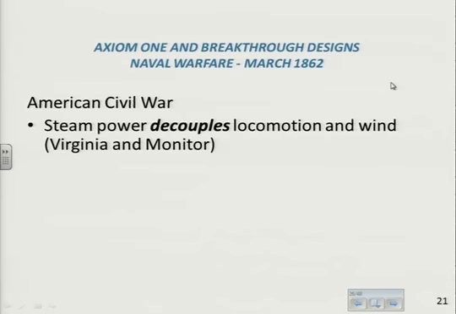Many times it's called between the Monitor and the Merrimack. The Merrimack, named after a river in New Hampshire, was the boat the Southerners were using. That had actually sunk, and it was raised and rechristened the Virginia.